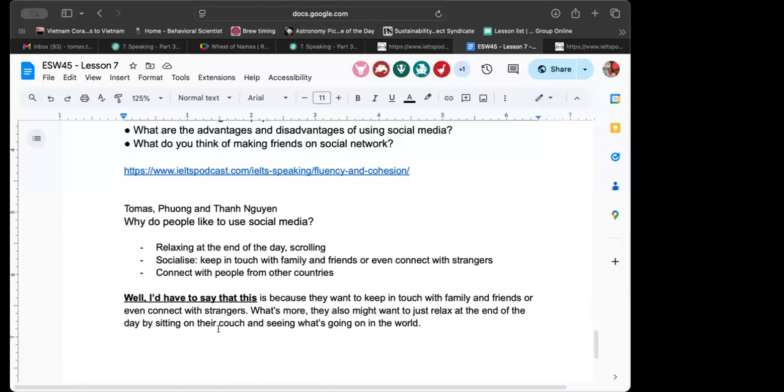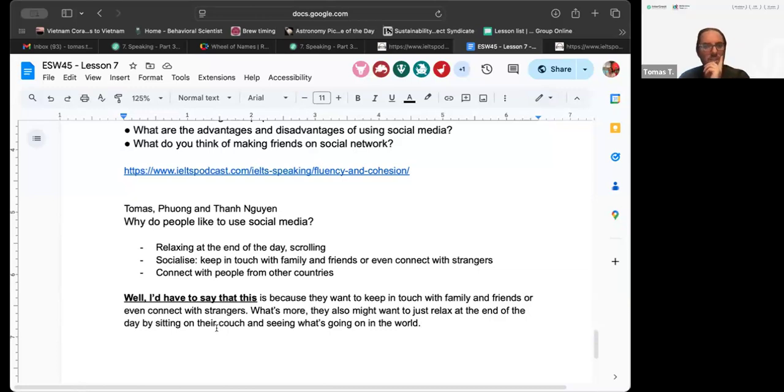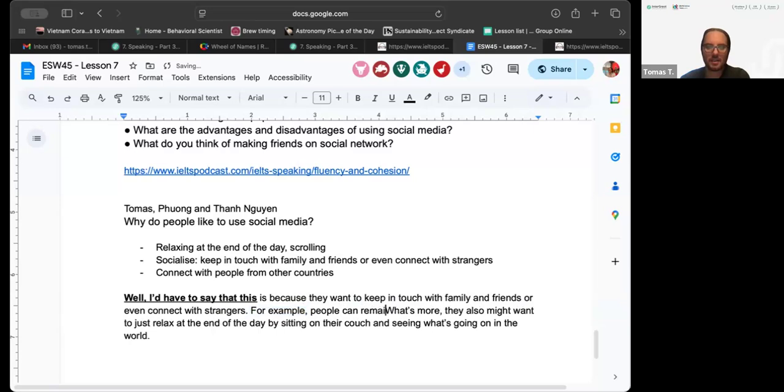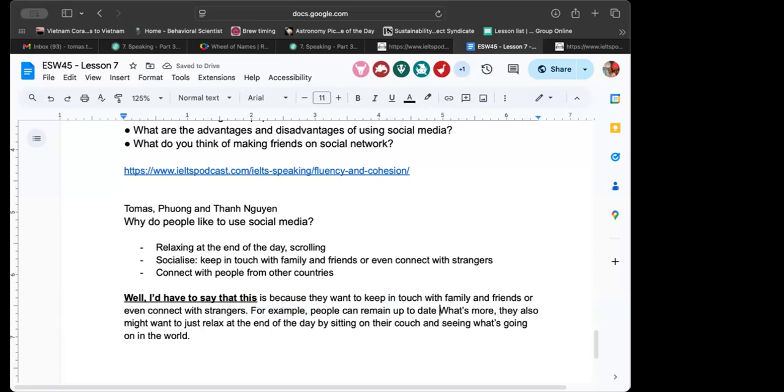I think we can put some example. Oh, very good. So yeah, maybe we could, because you gave an example here, right? For example, how can you connect? Say something more about connecting. Say the name of an app, like people can remain up to date. I think people keep in touch throughout several apps such as Instagram, Messenger.